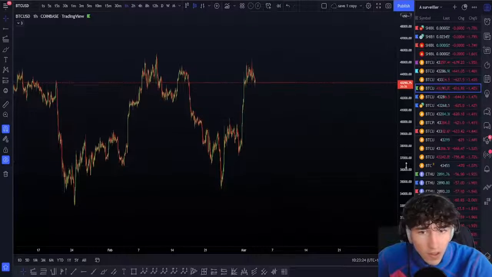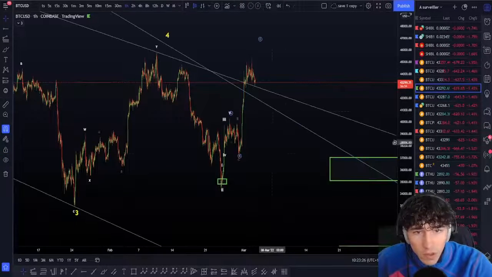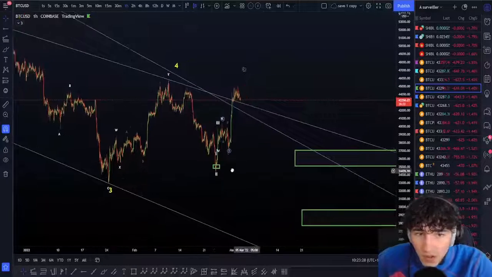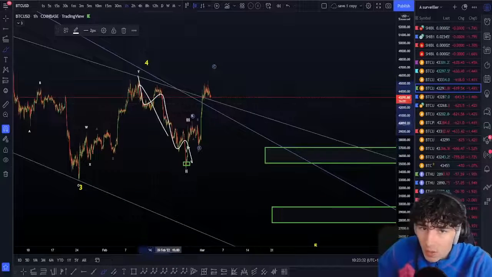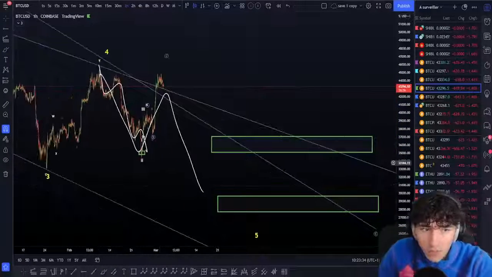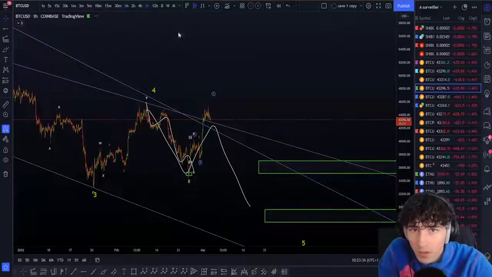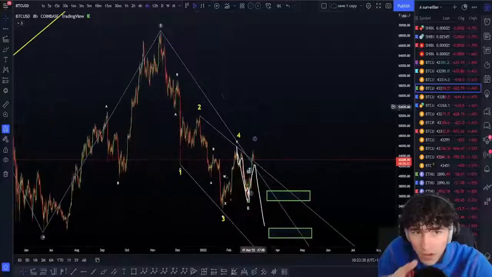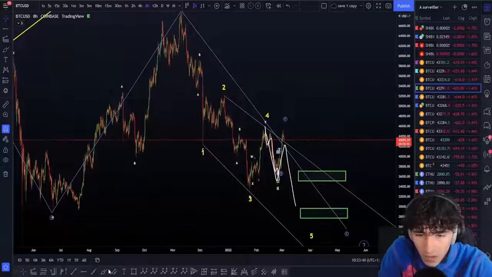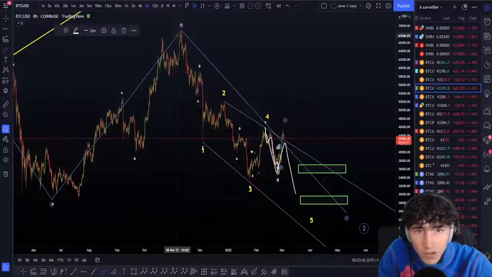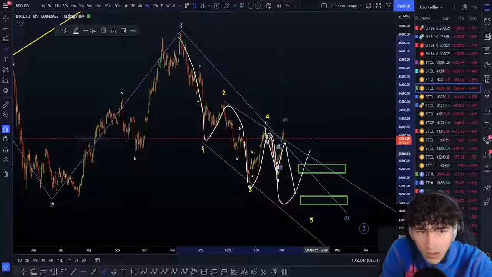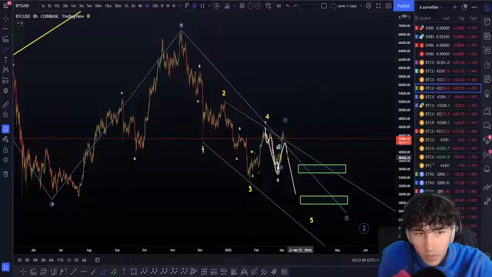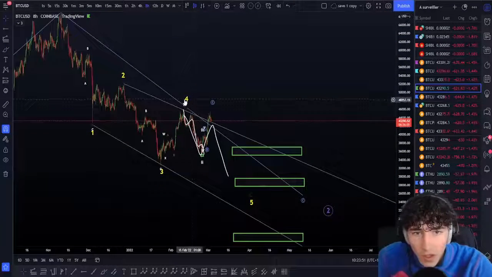So, right here, we were looking for an ABC to the downside. If you remember, five waves down, an A wave, a B, and a C. Why were we looking for an ABC here? Simply because if we're in an expanding ending, an expansion, we go from smaller waves to bigger ones, extra. You don't have a lot of that amount of waves, but anyway.